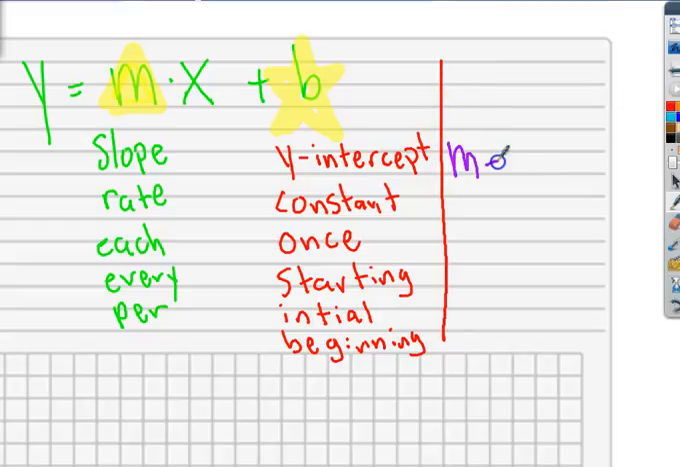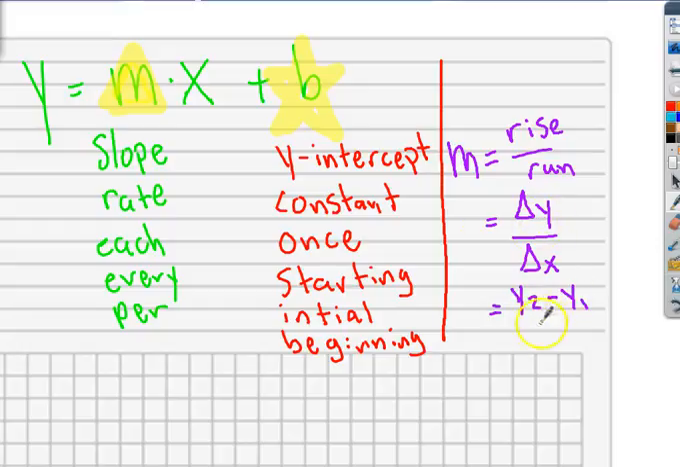So the slope, we know, is the rise over the run, but the way we did it in a table, first we found the change in y, then we found the change in x, and then we divided. So it's the change in y divided by the change in x. And if you aren't using the symbol for change, then you can just do it all in one step. It's y2 minus y1, because change means subtract, divided by x2 minus x1.